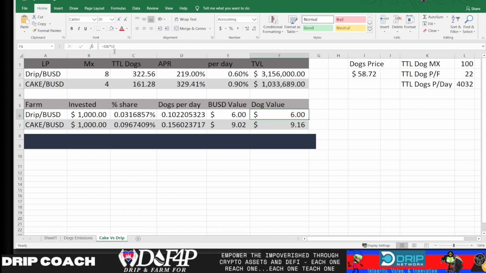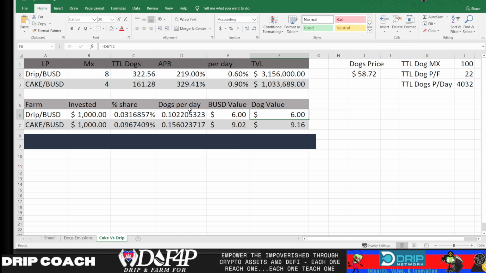So to get the dog value, I take the amount of dogs I get per day. So I'm getting 0.102 dogs. And then I multiply that by the dog's price. Lo and behold, that comes out to an even $6. I did the same for this one, and it's a little off due to the percentages, I think. But it gives you a pretty good guesstimate. So in this example, ironically, it's actually more beneficial to be invested in cake BUSD.